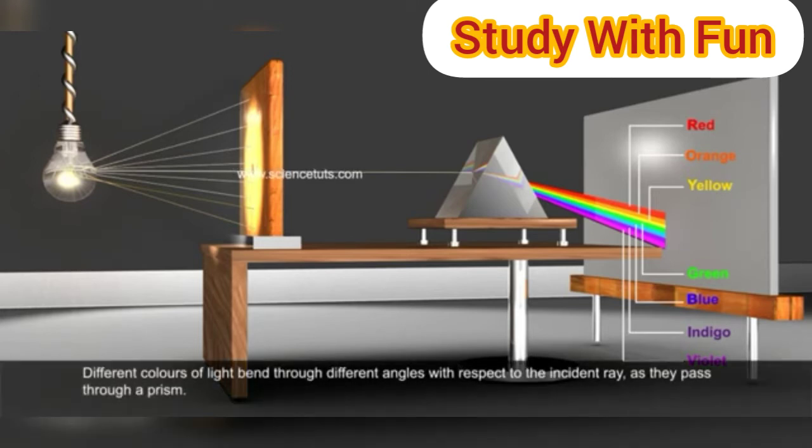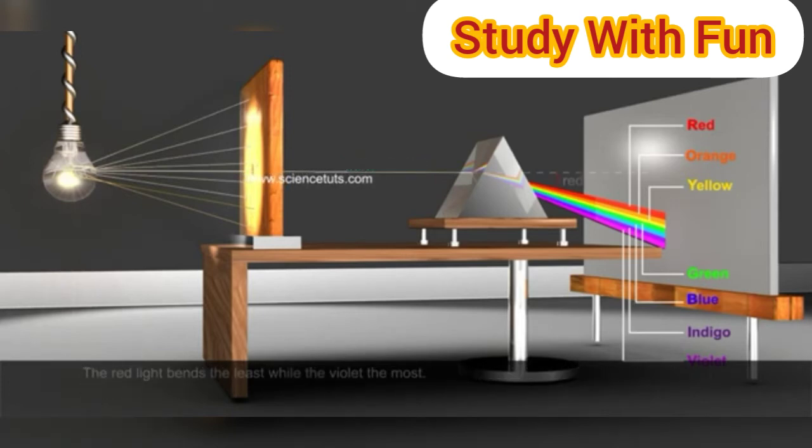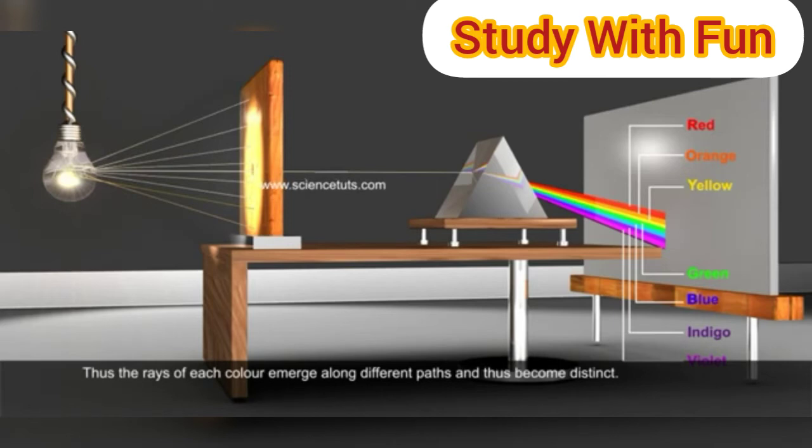Different colors of light bend through different angles with respect to the incident ray as they pass through a prism. The red light bends the least, while the violet bends the most. Thus, the rays of each color emerge along different paths and become distinct. It is the band of distinct colors that we see in a spectrum.